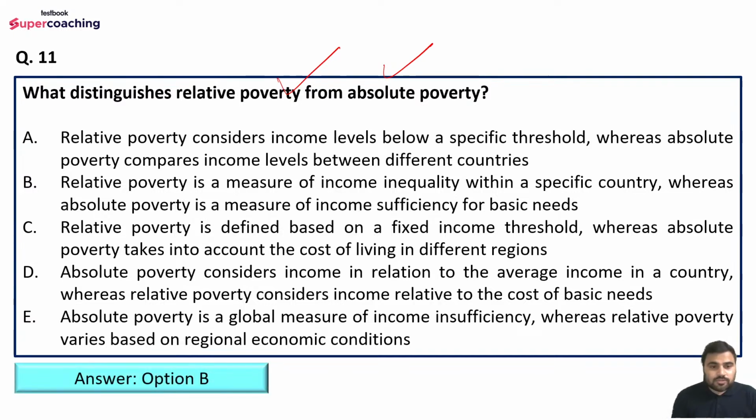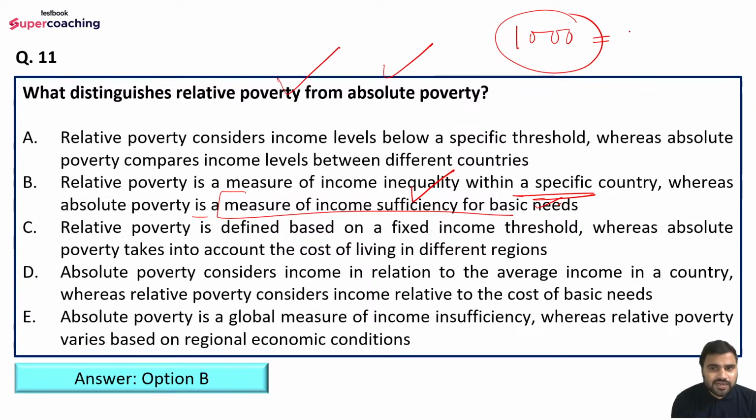So the right answer is option number B here, that is relative poverty is a measure of income inequality within a specific country, whereas absolute poverty is a measure of income sufficiency for basic needs. So for example, if I give you a threshold, right? For example, the poverty line is rupees 1000. I'm just taking an example, right? So the poverty line is based on income.